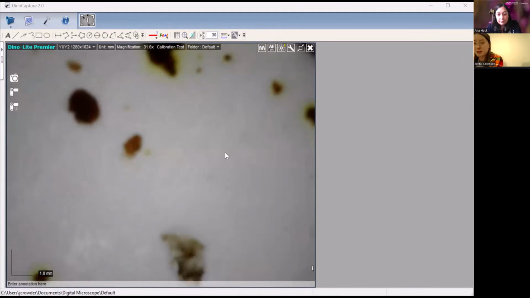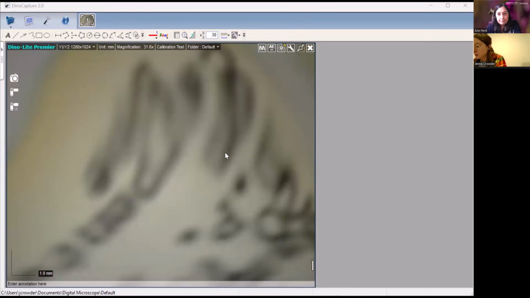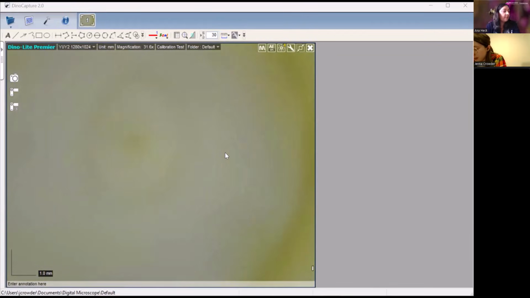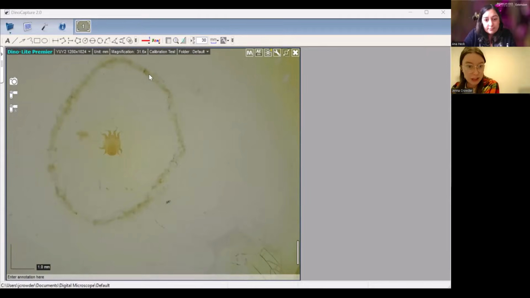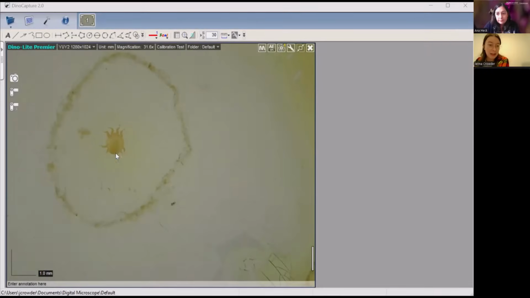If we compare that to a lookalike, so bear with me while I get this in focus. Here we have a pollen mite that is very different in shape. So what I've done is brought it into focus, but I have not changed the magnification at all. So it is pretty similar in size, but the legs are splayed out a little bit differently. It looks like it may have a little bit of that anal plate here, but the shape is quite different.